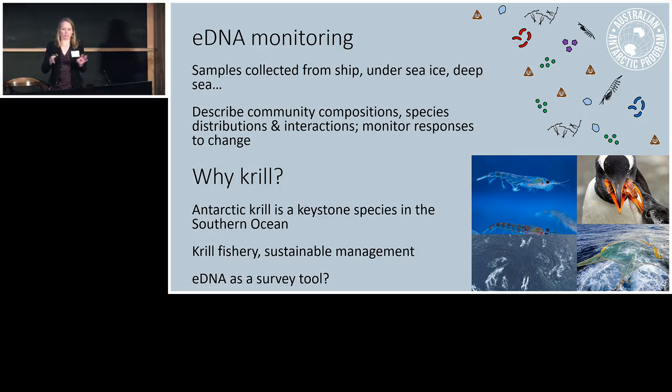Now, we can describe whole communities, but we can also zoom in and look at single species in more detail. And that's what we've been doing here. I don't really need to say anymore why krill. I think you've heard enough about why krill. It's an incredibly important keystone species in the Southern Ocean, really abundant, and a lot of predators depend on it. It's also targeted by the krill fisheries, and for the sustainable management of the krill fisheries, we need to know how much krill there is and what its distribution is.